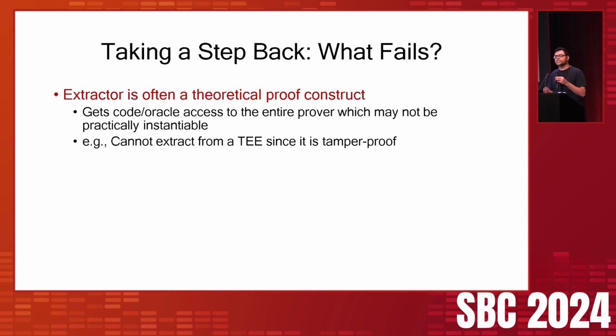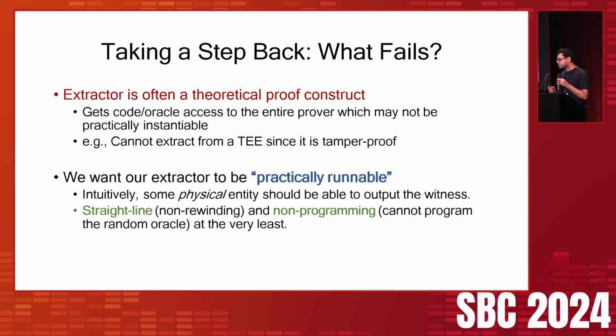So essentially, this extractor that makes the theoretical proof go through cannot be instantiated in practice and won't be able to extract from this trusted hardware box. So in some sense, for our proofs of knowledge, we want our extractors to be concretely instantiable. They want to be practically runnable. So intuitively, we want some physical entity that should be able to recover, reconstruct the entire witness.